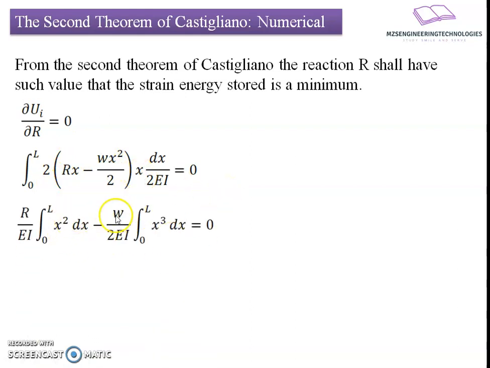Now if I separate the terms inside the bracket, we can write R upon EI constant, integral 0 to L of x² dx, minus W upon 2EI in bracket, integral 0 to L of x³ dx. If I take the integration of this, it will be x³ by 3. So it is written as RL³ upon 3EI minus WL⁴ upon 8EI equals 0. If I take like terms on one side and rearrange the equation, it results in R equals 3/8 WL.